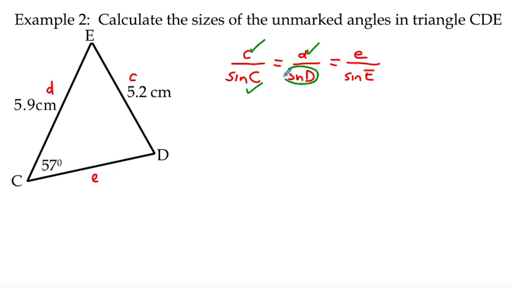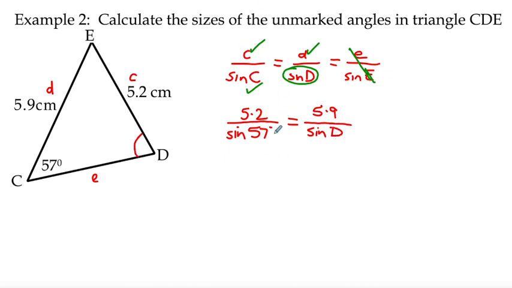The only thing we can actually work out is going to be the angle D. We can't work out the angle at E even if we wanted to. We don't have enough information. So that's going to mean we're going to have to work that out later. So let's substitute in what we know here. So side c is 5.2 centimeters divided by the sine of angle C, which is 57 degrees, is equal to side d, which is 5.9 divided by the sine of D. D is what we're trying to find, so we'll just keep that as D.